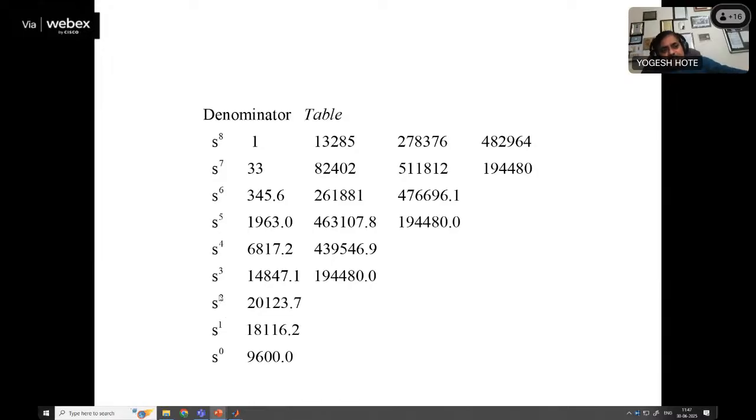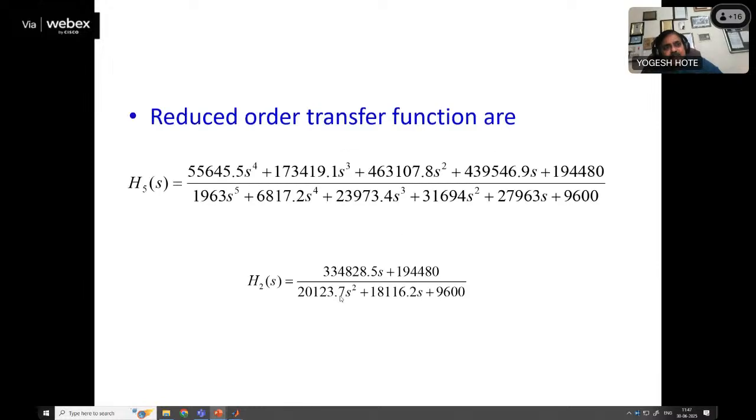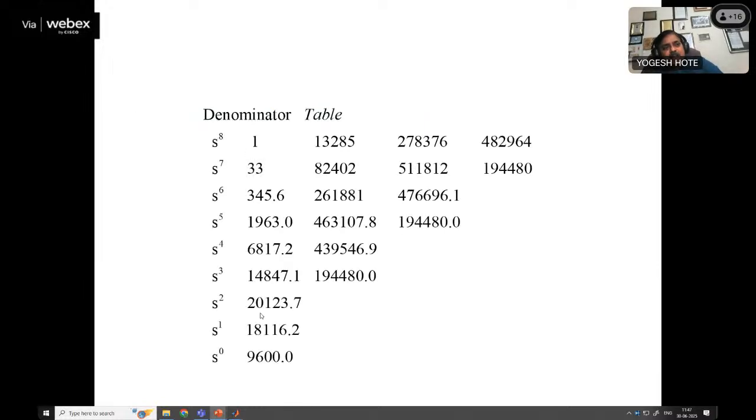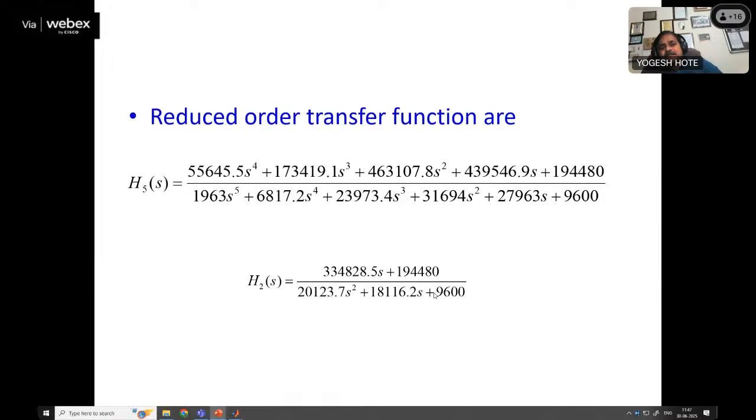This is S2, yes. So the coefficient of S2 is 201, then the coefficient of S1 is 1811, and the coefficient of S0 is 9600. Simply copy them. That's it. Okay, sir. Similarly for the numerator. Now, the second question.